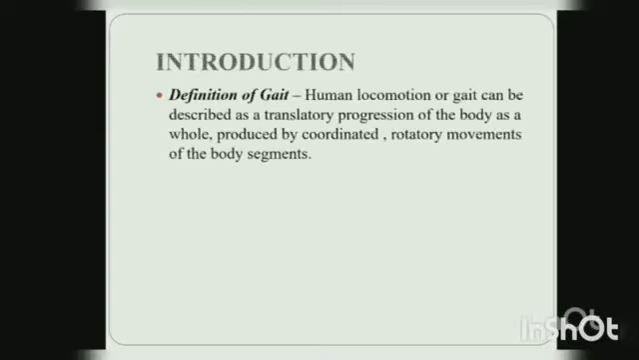Actually, what is gait? We can say simply that gait is the walking pattern. Walking is the simple act of falling forward and catching oneself. The normal human gait basically requires a normal biomechanical functioning of the musculoskeletal system as well as the limb and the spine. And gait can be defined as the translatory progression of the body as a whole produced by coordinated rotatory movements of the body segments.